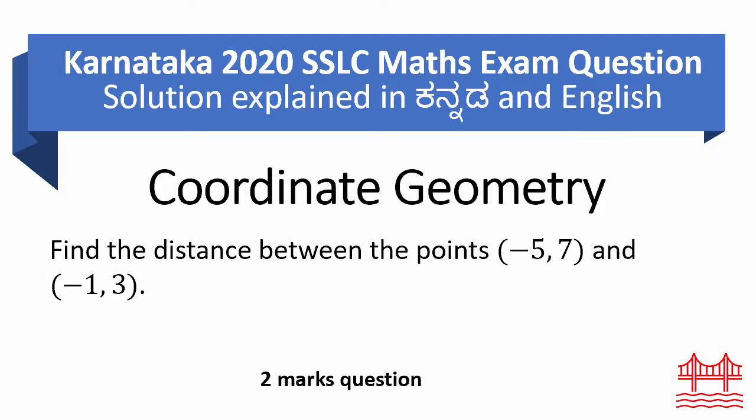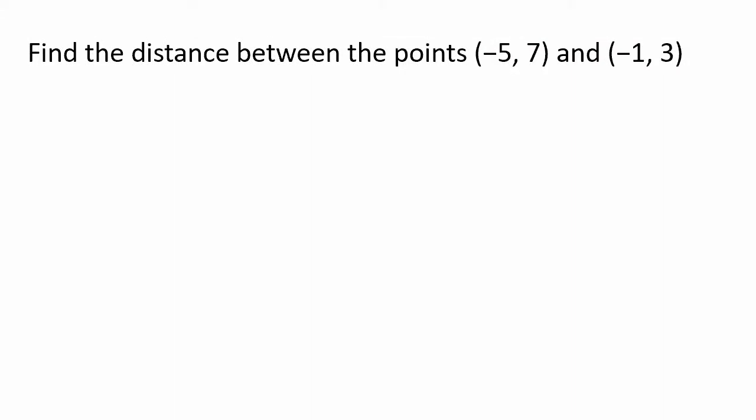Welcome to this video. In this video, let's try to solve a 2 mark coordinate geometry question that came in a recent SSLC examination. So what is the question? It is asking: find the distance between the points (-5, 7) and (-1, 3). You have to find the distance between the 2 points. So what does it actually mean?